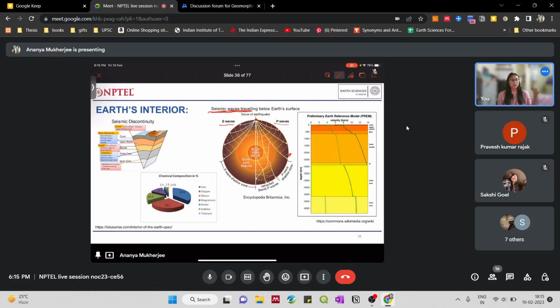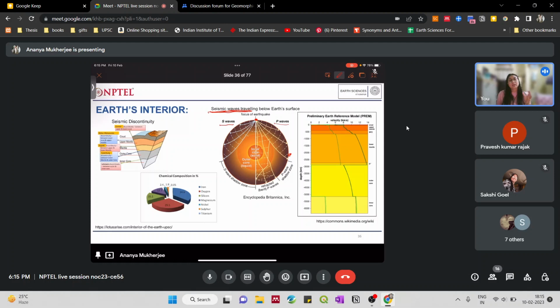Okay, so using seismic waves, most of the Earth's interior has been schematically represented. Seismic waves are one of the most important indirect sources of information about the Earth's interior. So that is where the discontinuities that we spoke about come into play.